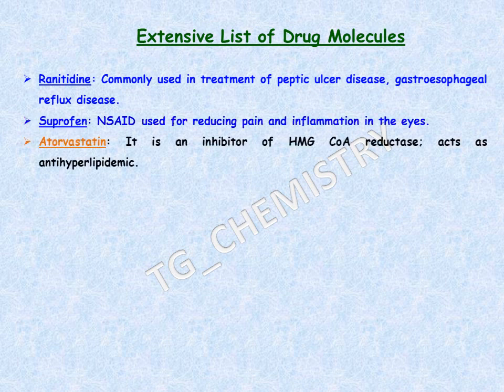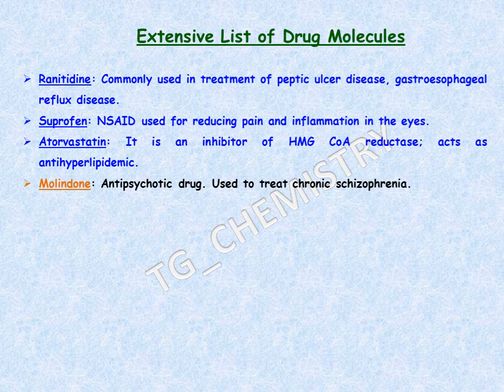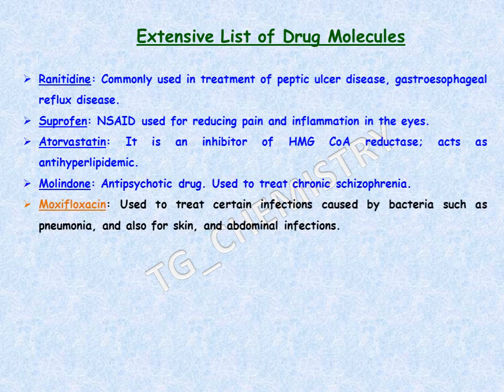Atorvastatin, very important and known to the people who are having high blood pressure, because it is an inhibitor of HMG-CoA reductase and also acts as anti-hyperlipidemic. Molindone, this is an antipsychotic drug and used to treat chronic schizophrenia. Moxifloxacin, this is used to treat certain infections caused by bacteria such as pneumonia and also for skin diseases and abdominal infections.